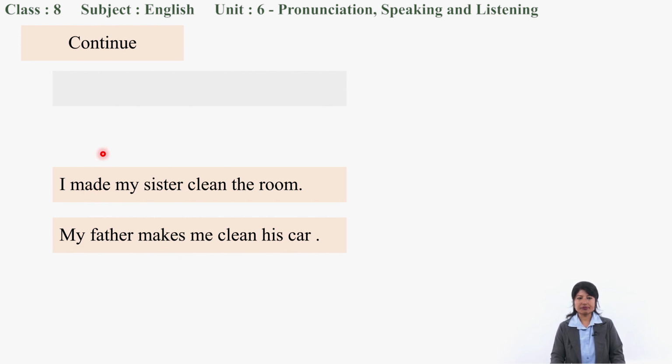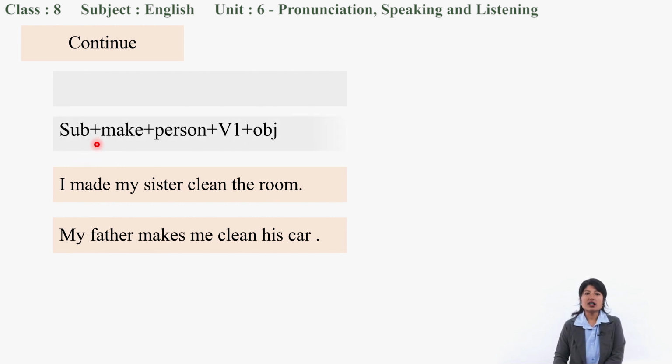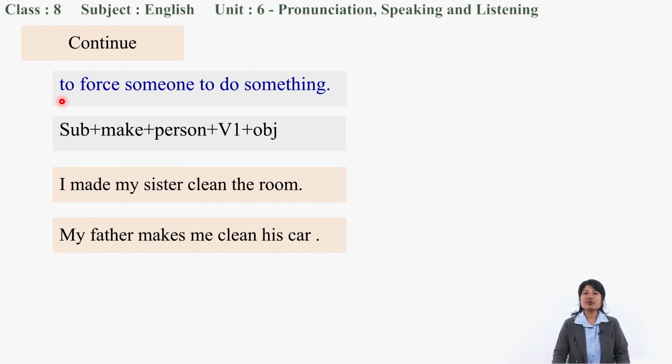Made, makes, both. When we use this causative verb make, the structure is subject, make, person, and then we use the first form of the verb and object. We use it when we need to force someone to do something. Forcefully, the meaning is forcefully. Somebody is forcefully asked to do, like I made my sister clean the room. So this is the meaning of forcing.